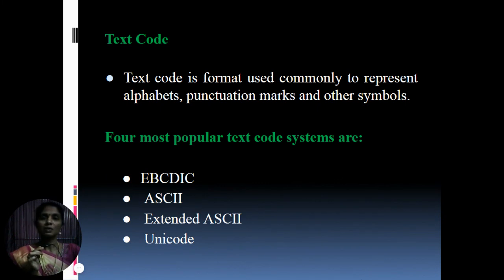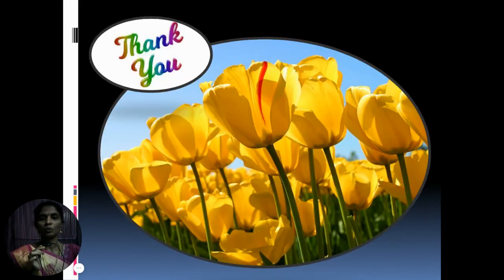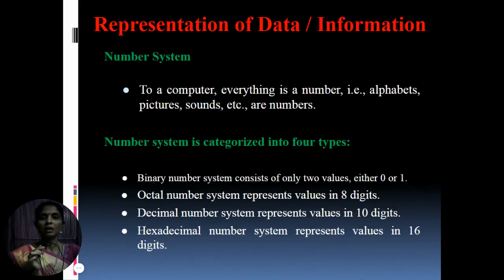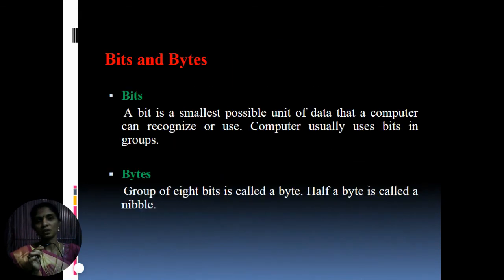What is text code? Text code is a format used commonly to represent alphabets, punctuation marks, and other symbols. There are four popular text code systems. One is EBCDIC, ASCII, that is American Standard Code for Information Interchange. Next, extended ASCII, Unicode. So these are the data and information representation.